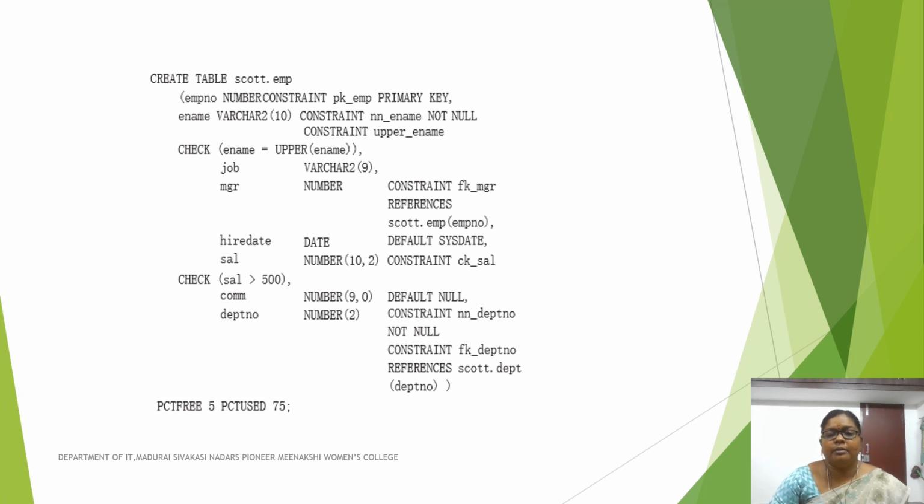The commission column and the department column have the constraints as follows: not null and default null. It refers to another table's content, that is the department table. So this is another way of using the create table command with the help of check constraints.